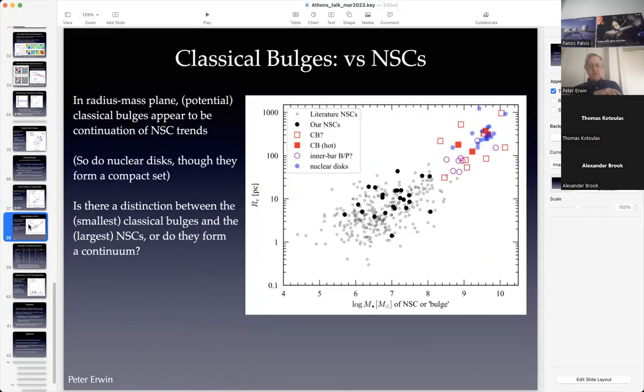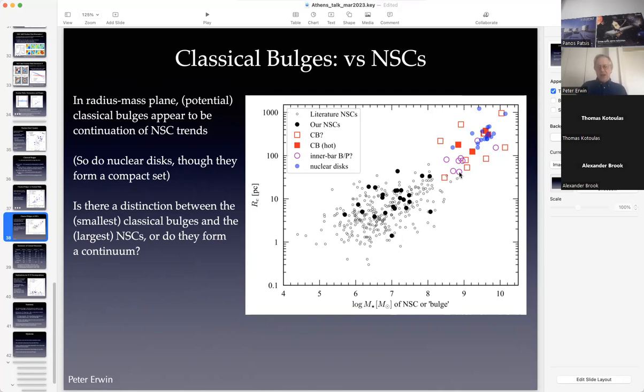I can also talk about the classical bulges in the context of the nuclear star clusters. So this is a size-mass plot, and the small open circles are nuclear star clusters from the literature. The big filled black circles are our nuclear star clusters from our analysis. And then the red squares are the kinematically hot classical bulges, and the open squares are basically those ambiguous systems. And we also have the nuclear disks plotted in here.